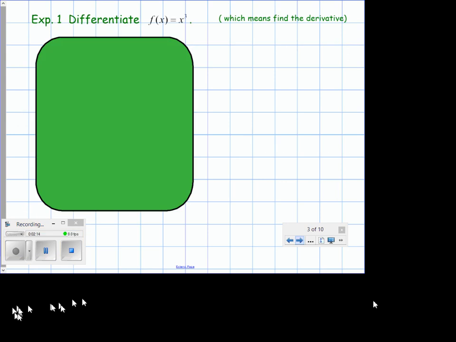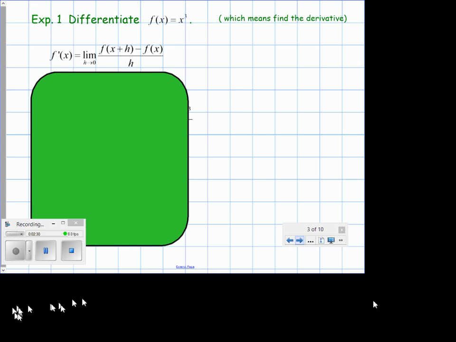So let's start with this idea of taking the derivative of f of x equals x cubed, which means we're going to find the derivative. Now, this is a little bit long, but let's be patient with ourselves and multiplying things out. So the first thing we have to do is write our definition down. So f prime of x is equal to the limit as h approaches 0 of f of x plus h minus f of x all over h.